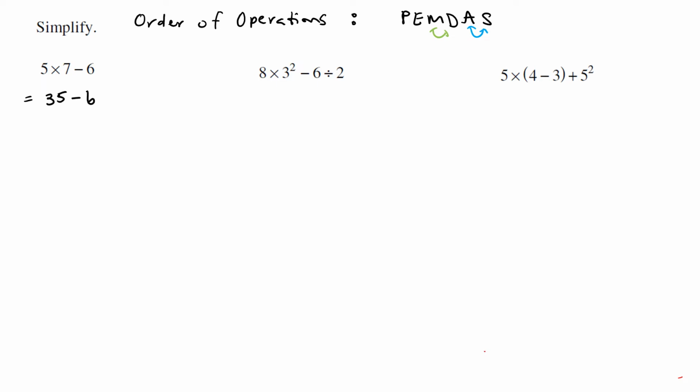All right, and then we do this again. So parentheses and exponents? No. Multiplication, division? Not anymore. Addition and subtraction? Yeah, so we've got the subtraction. So this is going to be equal to 35 minus 6, which is 29.